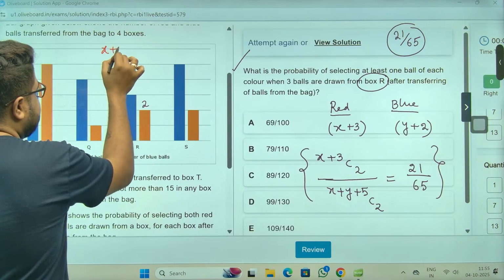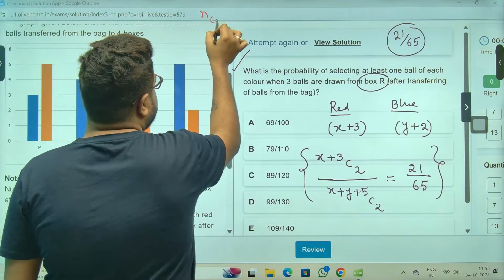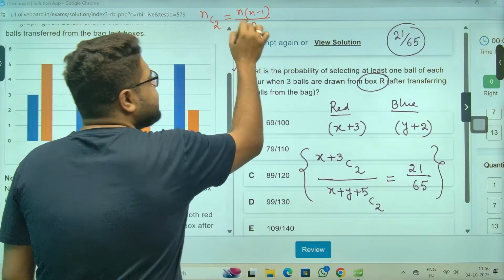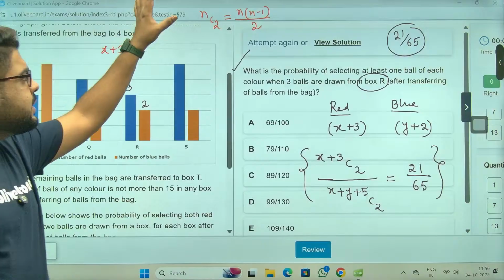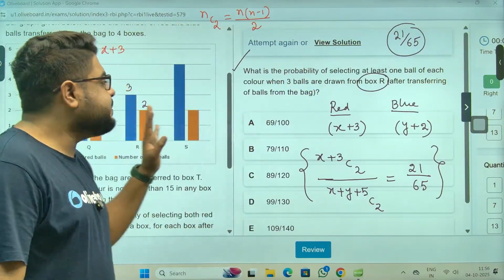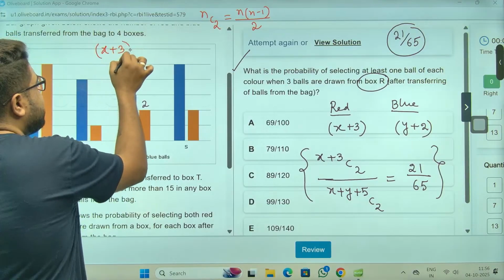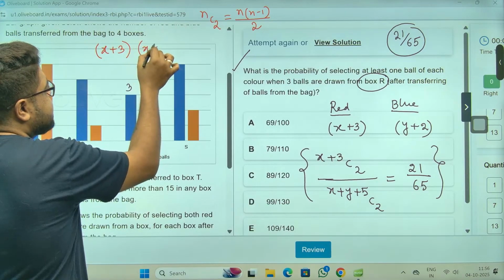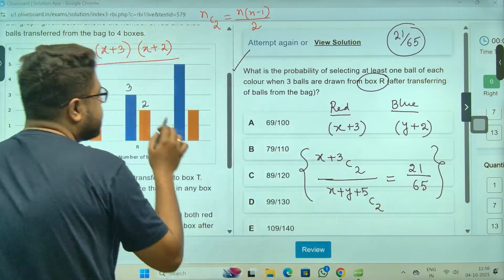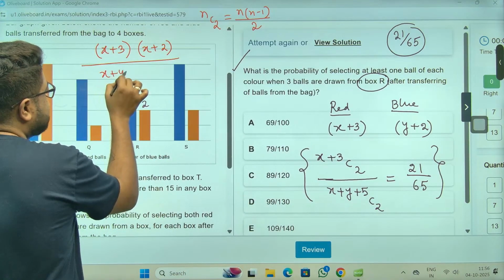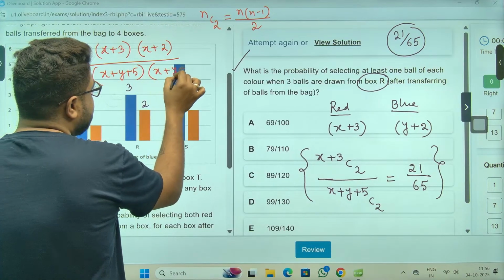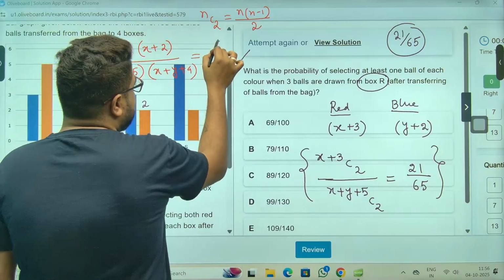So X plus 3. Anything NC2 is always N into N minus 1 by 2. This comes from the definition itself. In my classes, I've explained this, NC3 also I've explained. So this will be X plus 3 and X plus 3 minus 1, meaning X plus 2. The by 2 will cancel with the by 2 of the denominator. So the denominator will become X plus Y plus 5 and X plus Y plus 4. This is equal to 21 over 65.